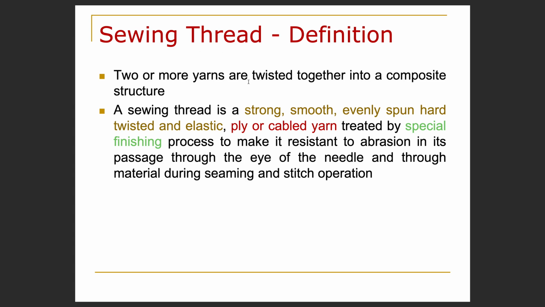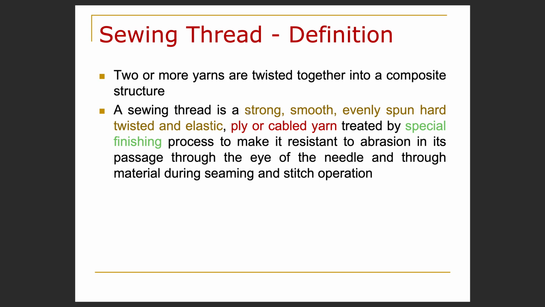Two or more yarns twisted together into a composite structure is sewing thread. When we talk about yarns, a yarn is formed by the integration of fibers, that is, the fibers are held together by means of twisting. When two or more such yarns are twisted together in such a manner that in the final sewing thread the twist direction is opposite to that of the parent yarn, that results in the formation of sewing thread.